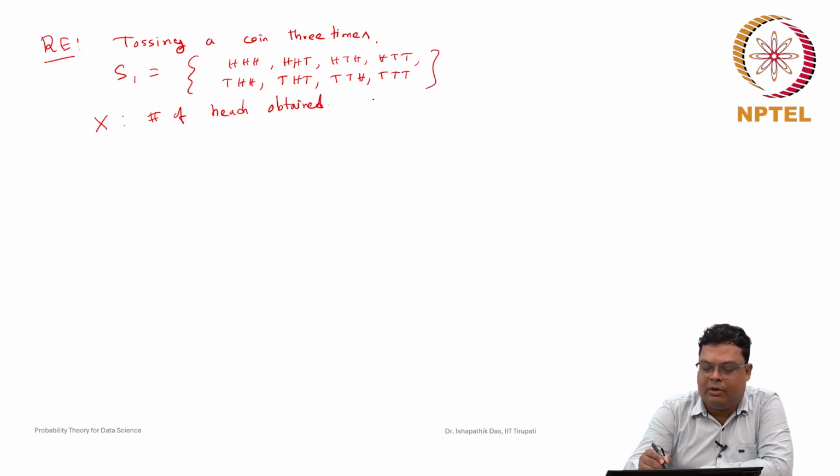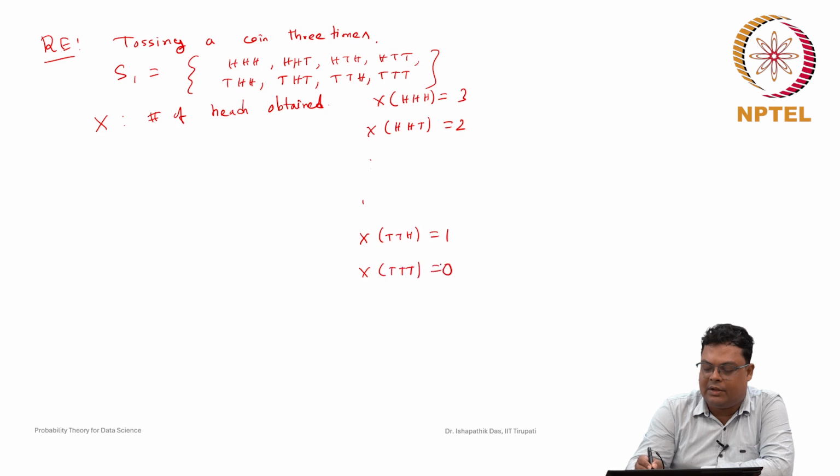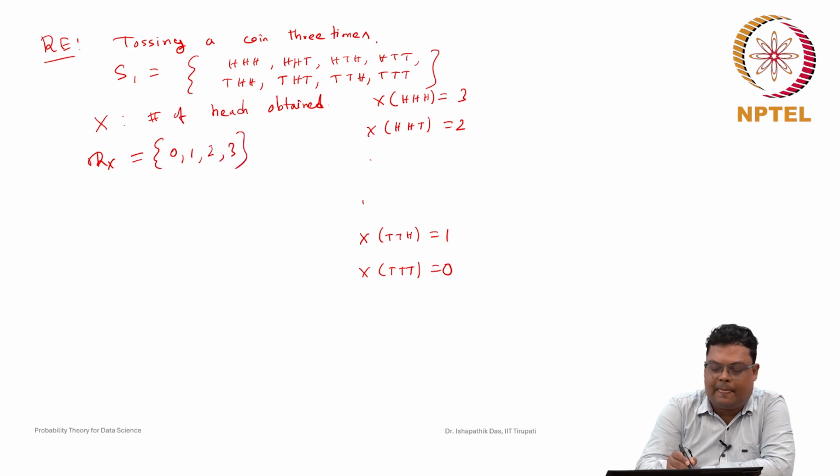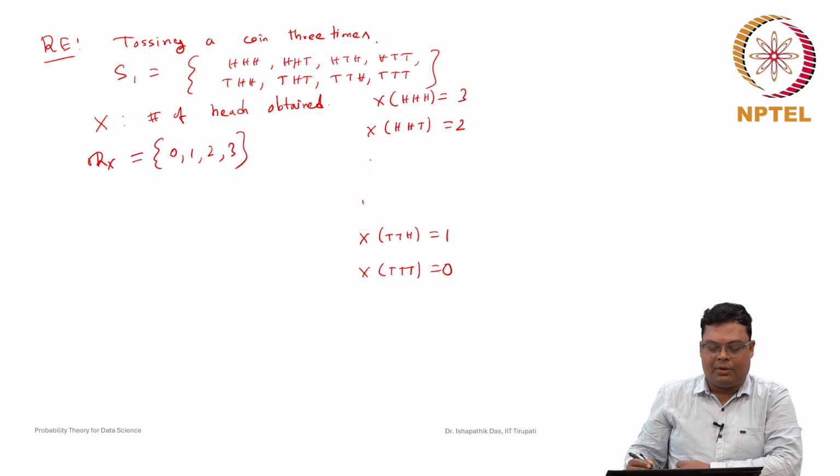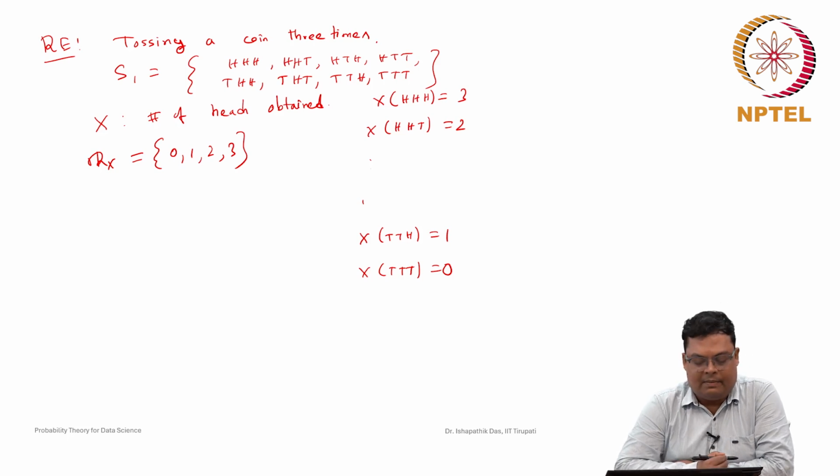obtained. So basically we found already X of head head head is 3, X of head head tail is 2, like this, X of tail tail head is 1, X of tail tail tail is 0. So the range of X, that means the range of this function X, is 0, 1, 2 and 3. These are the 4 values it is taking. Now we want to find the CDF, cumulative distribution function, associated with this random variable X.